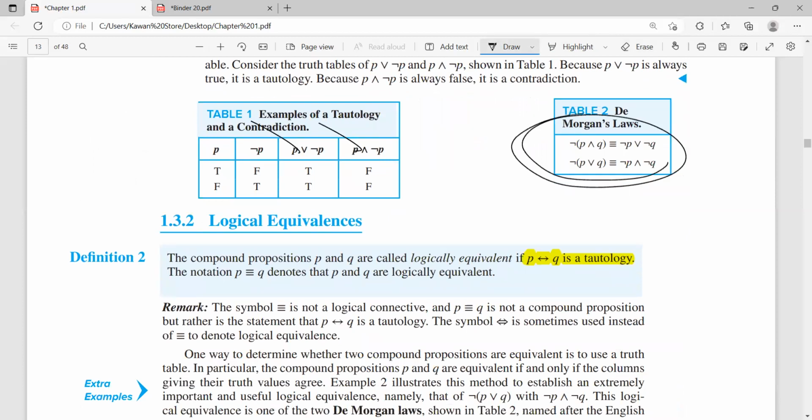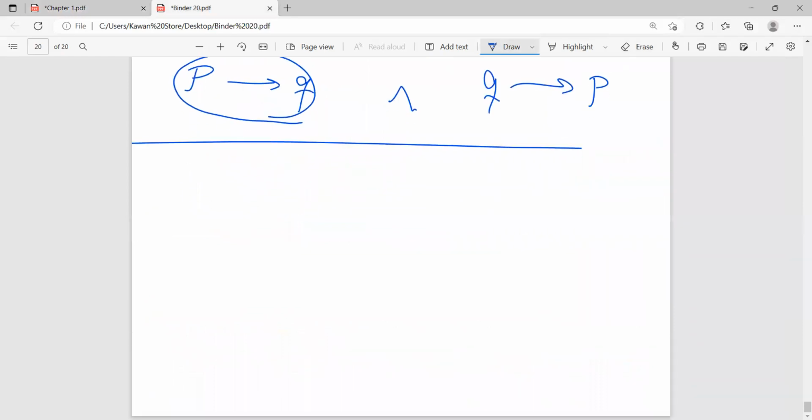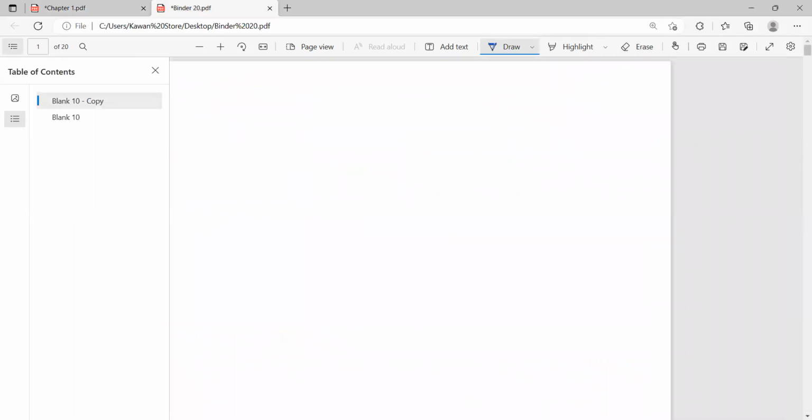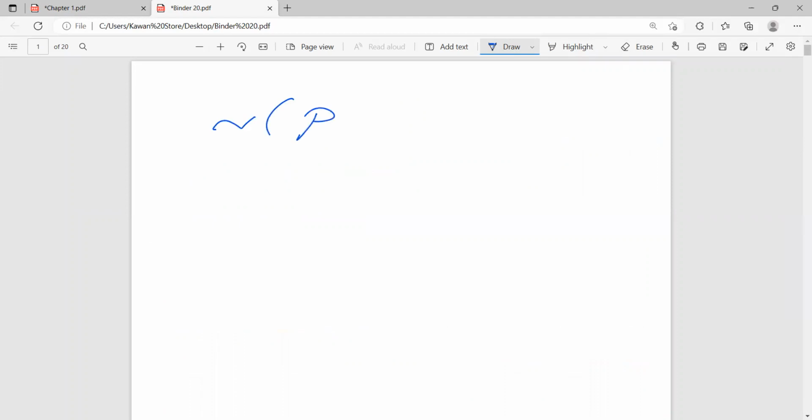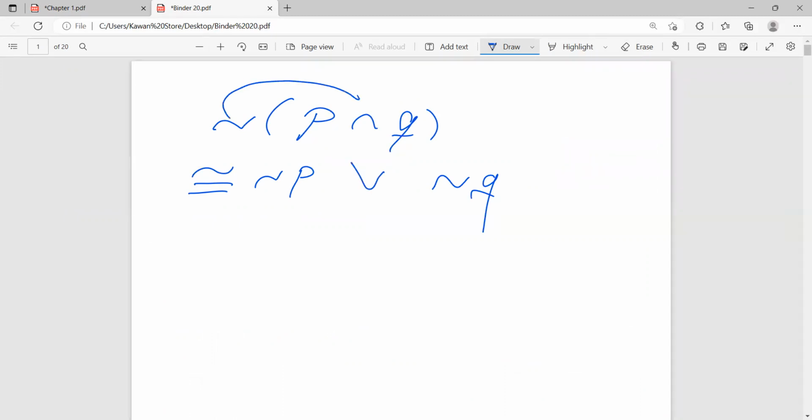And another important thing we have here is called De Morgan's law. What's De Morgan's law? You can see De Morgan is the name of the mathematician. So we say the negation of P and Q will be like that. Careful. Look here. It's equivalent, meaning distribute the negation: negation P, negation Q. What's between them? Change to or, because we have De Morgan's law.